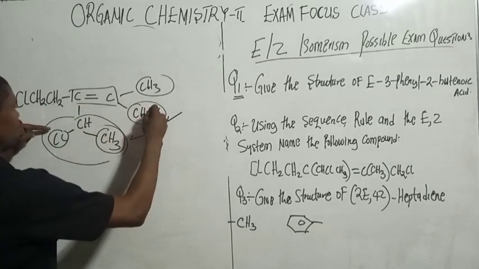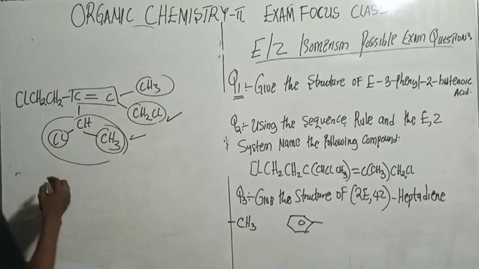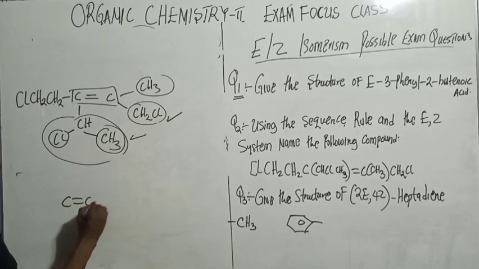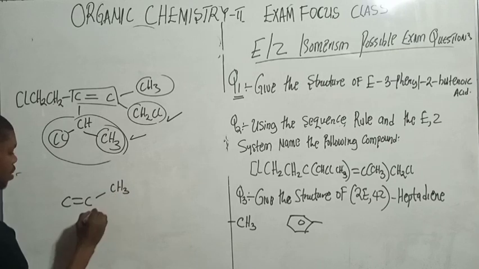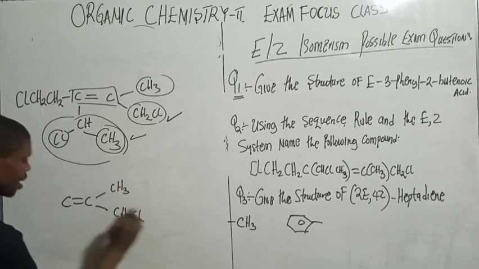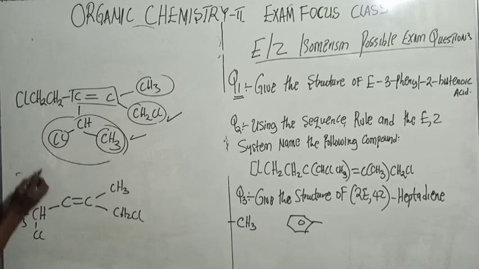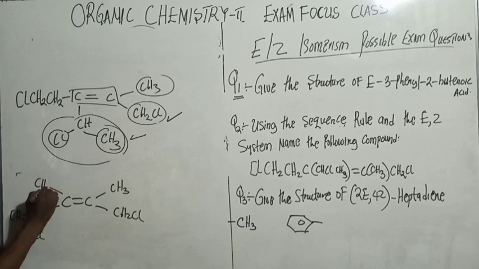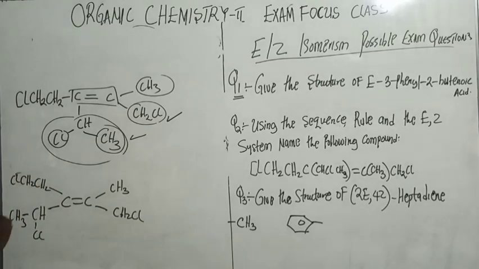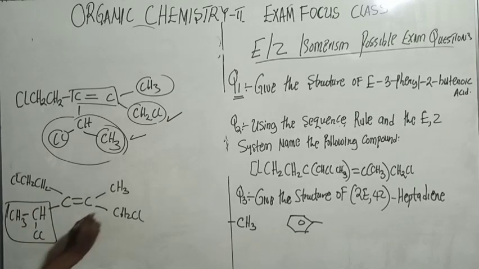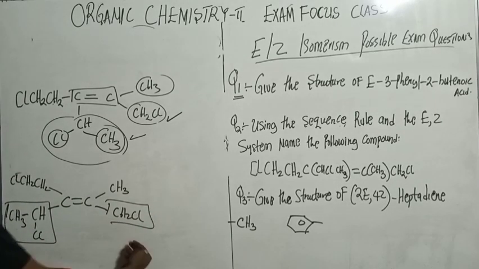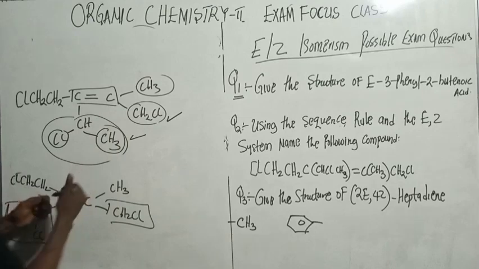When you draw the Z, these two should be on the same side. So I can draw it like this: CH3, CH2Cl. Here you have CH, here we have Cl, here we have CH3, and here we have CH2, CH2, here we have Cl. Do you see that? So these two are the highest priority, and they are on the same side. They can either be down or up.